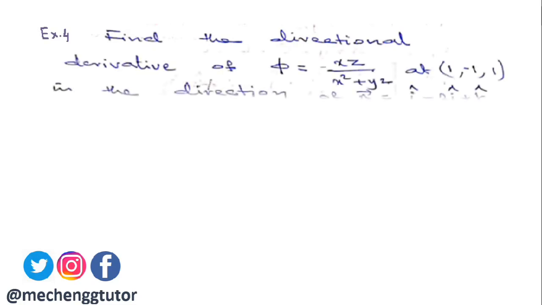Next problem. Find the directional derivative of phi equal to xz upon x² + y² at the point (1, −1, 1) in the direction of n bar = i − 2j + k. Straightaway problem it is. There is no complication. Only thing, the surface is given in the form of a ratio of two functions. That's why this problem is important.